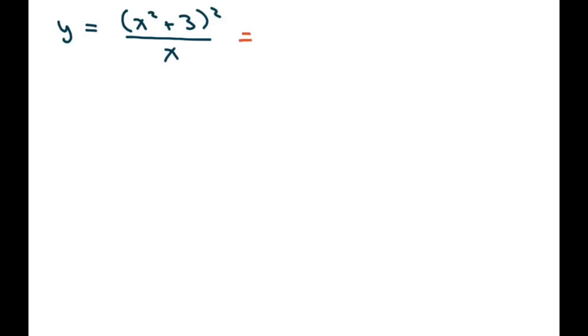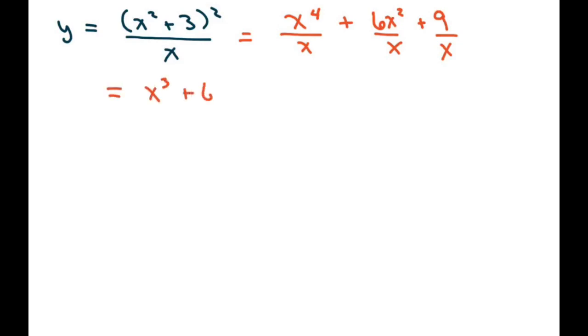So the first thing I'm going to do is expand my factors here. This is going to be x to the 4th plus 6x squared plus 9. And I'm going to write my x under each piece. Simplifying this gives us x cubed plus 6x. And then this last piece is going to be 9x to the negative 1.